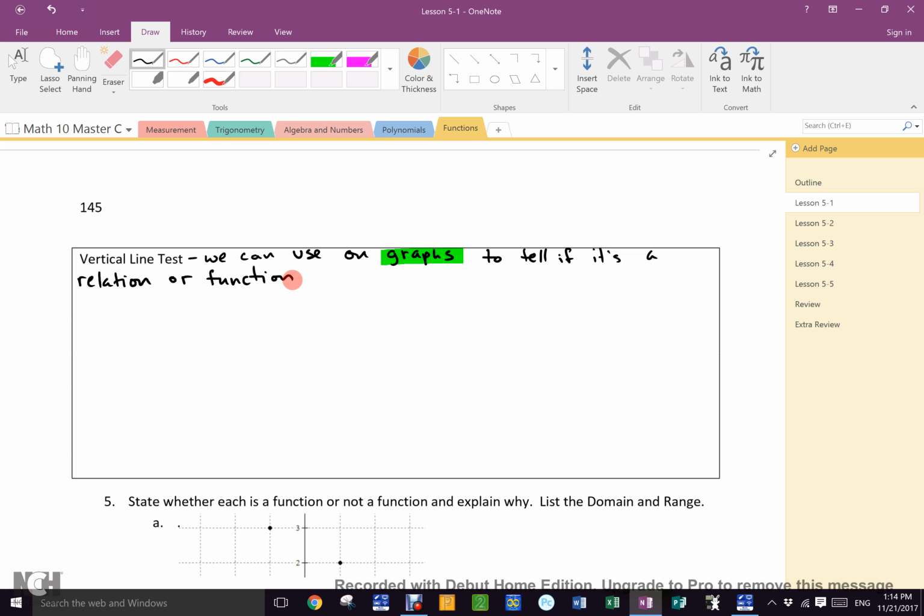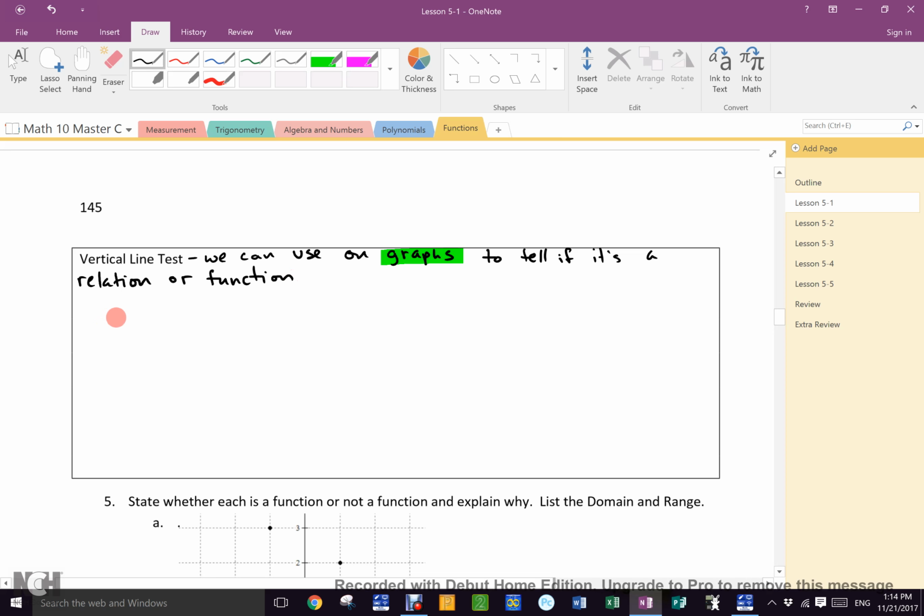In a relation, that's not necessarily the case. Okay? Everything with two sets is a relation. Special relations are functions. Okay? So we're going to talk about the difference here. So we've discussed the difference.